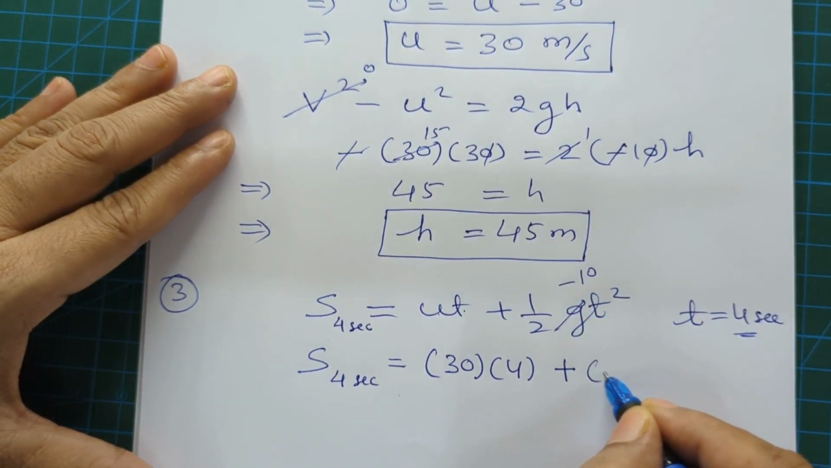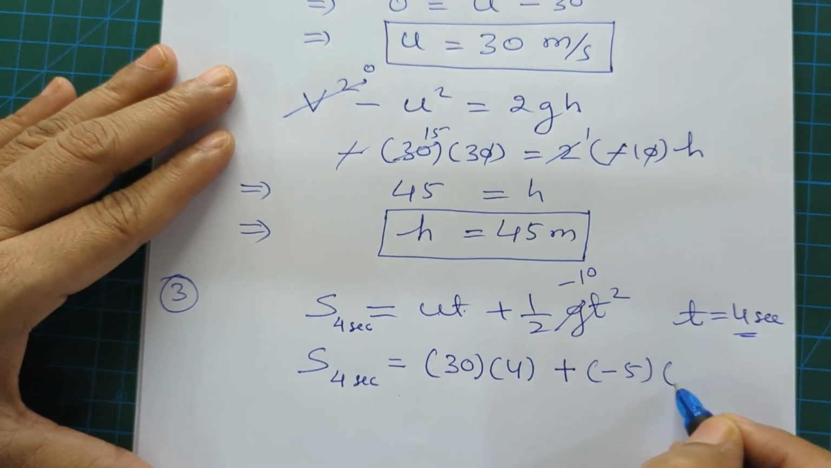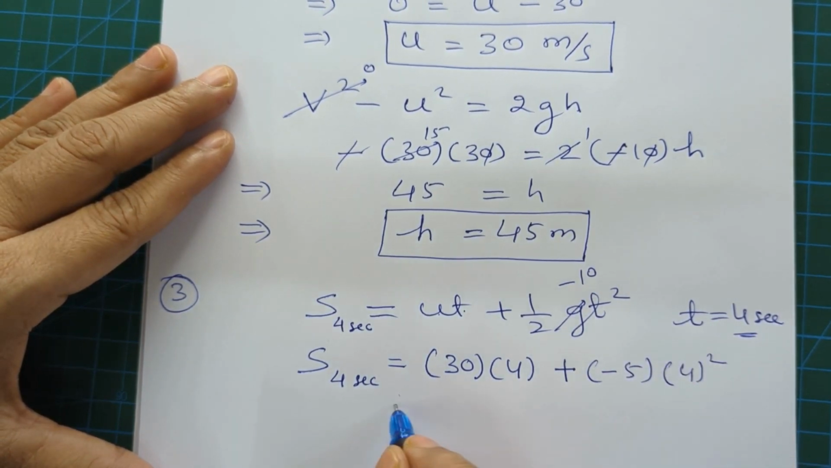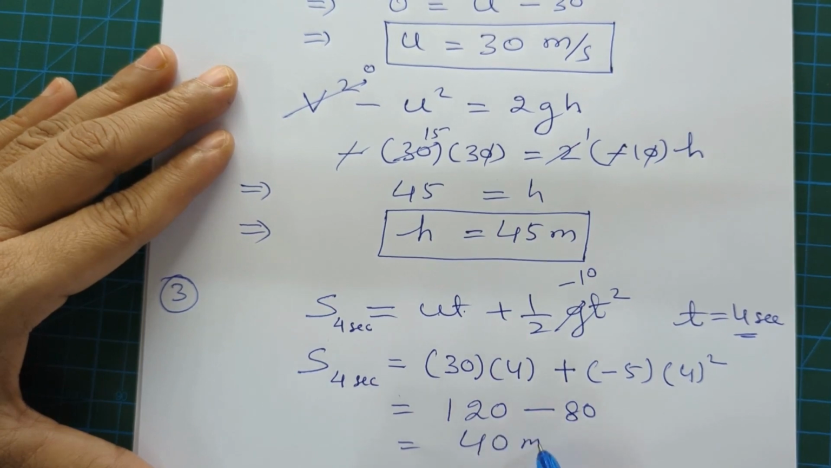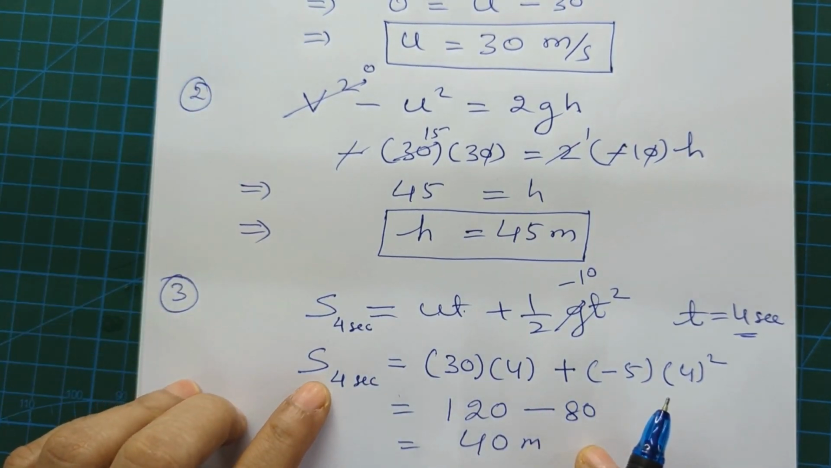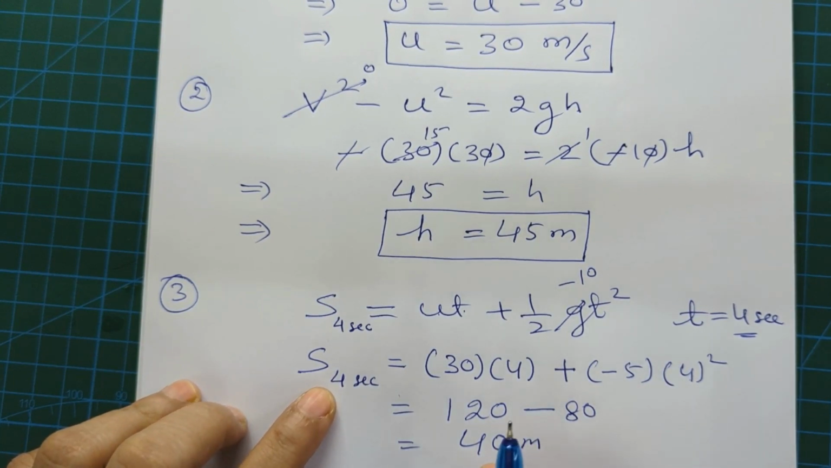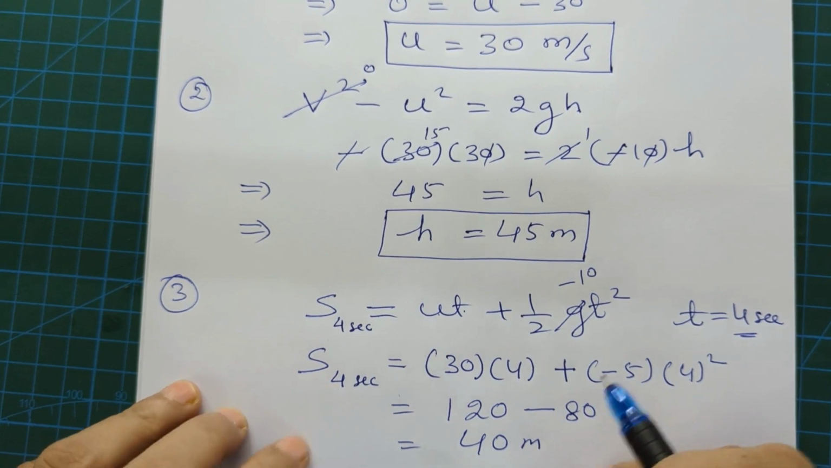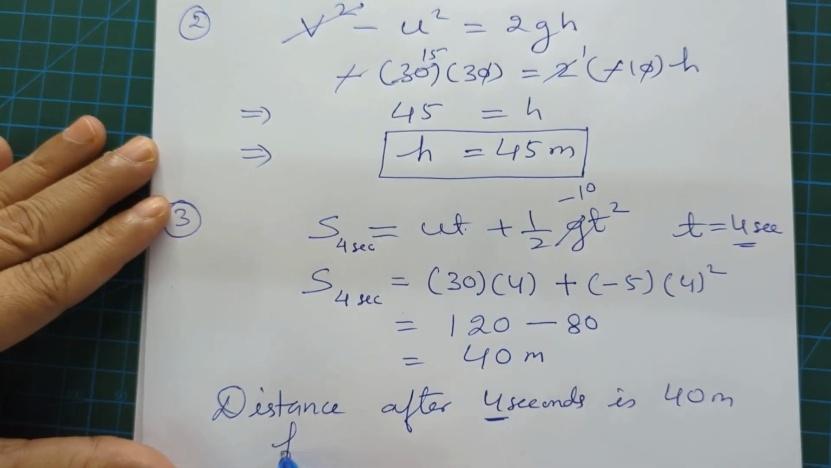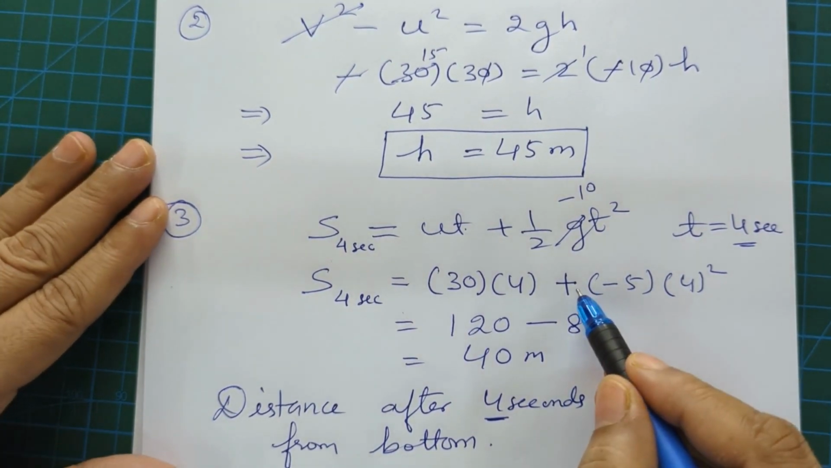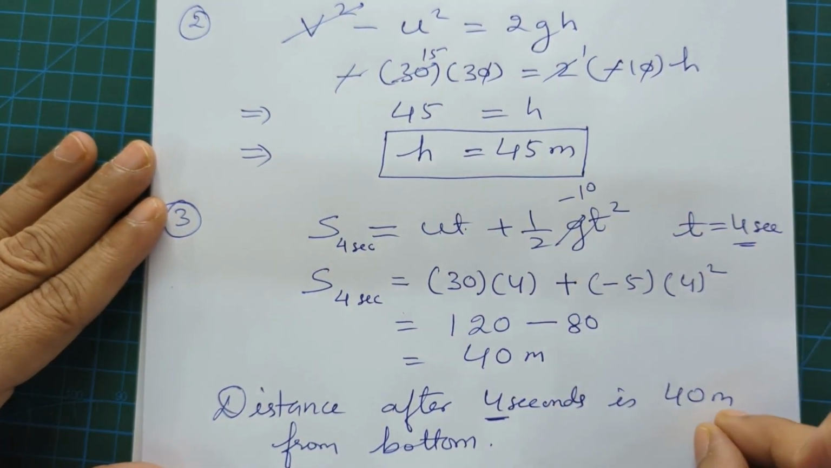So this turns out to be negative 5 t square. Time is 4 seconds, so 4 square. So this is 120 minus 16 times 5, which is 80. So this is 40 meters. So what is the position of the ball after 4 seconds? After 4 seconds, it is at 40 meters distance from the bottom. Why from the bottom? Because we have taken g as negative. That means from the beginning we have measured this distance.